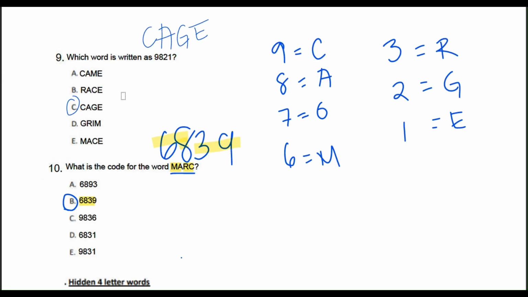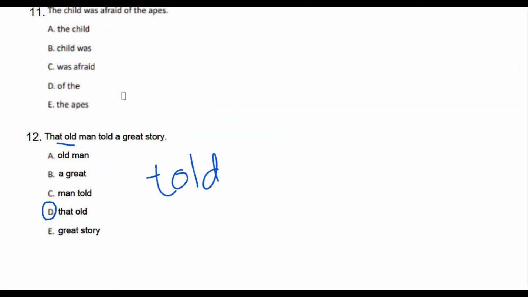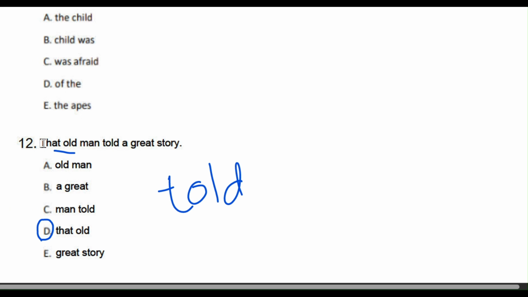Question 12. Let's try another hidden word puzzle. Find the hidden 4-letter word in this sentence. That old man told a great story. Your choices are A, old man, B, a great, C, man told, D, that old, or E, great story. The correct answer is D, that old.